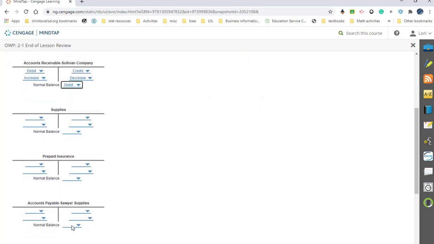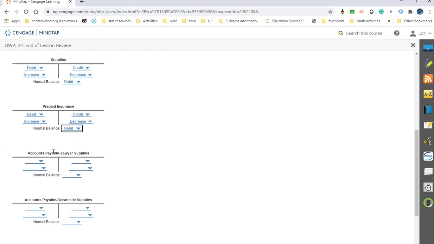Now let's look at supplies. Supplies is an asset. Again, debit, credit, and asset means we increase on the debit side, decrease on the credit side. Normal balance shows up as a debit. Prepaid insurance. Debit and credit don't change. But prepaid insurance is an asset, so therefore we're going to increase on the debit, decrease on the credit. Normal balance is again debit.